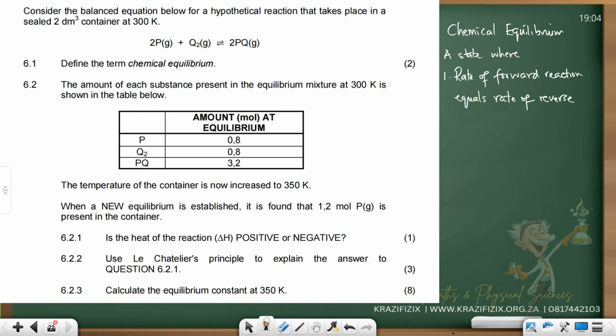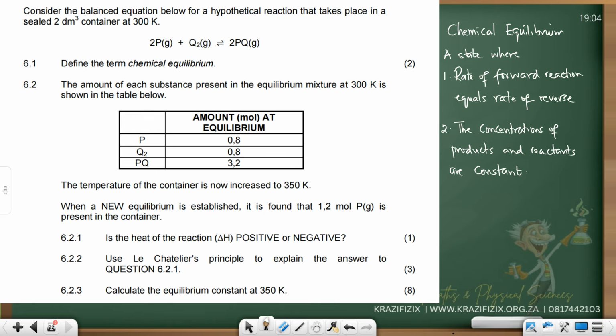What's the second one? It's a state where the concentration of products and reactants are constant. That is where we talk about, on the table, the equilibrium concentration. Please note those two definitions.